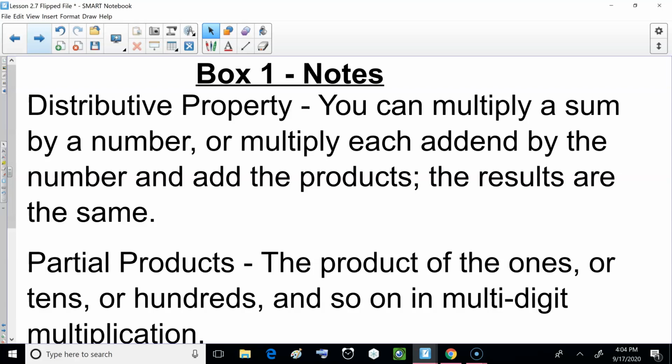Partial products, well, we know products are answers, so partial means part. So the products of the ones or tens or hundreds and so on in a multi-digit multiplication. So we've kind of been using partial products when we use the area model. And now we're going to see how that distributive property plays into this. So you can pause the video, write these notes down, and we'll begin.